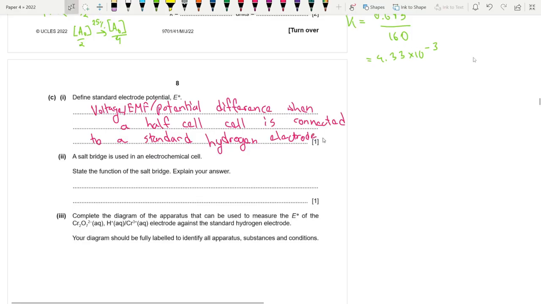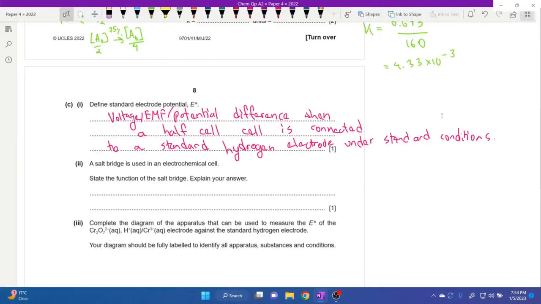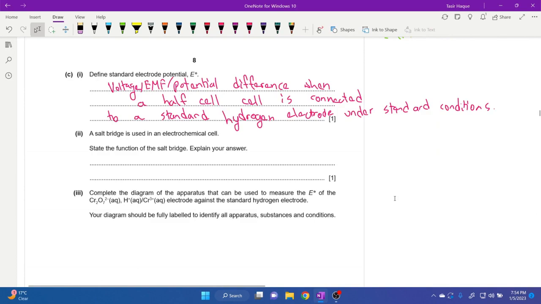And you obviously have to mention that this is under standard conditions: 1 mole per dm cube concentration, 1 atm pressure, 298 Kelvin. So basically, it is the potential difference of an electrode compared to the standard hydrogen electrode, which is 0. Everything is relative to hydrogen, right?